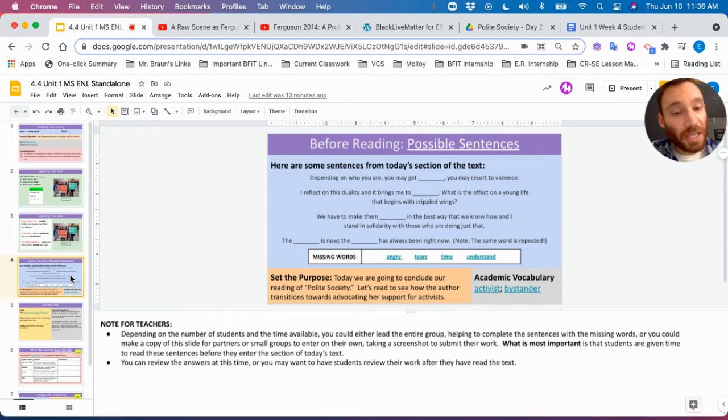Before we jump into the reading, we'll be completing a before reading fill-in-the-blank activity to build on our understanding of the text, as well as to practice using new vocabulary words. Today's purpose. Today we are going to conclude our reading of Polite Society. Let's read to see how the author transitions towards advocating her support for activists.